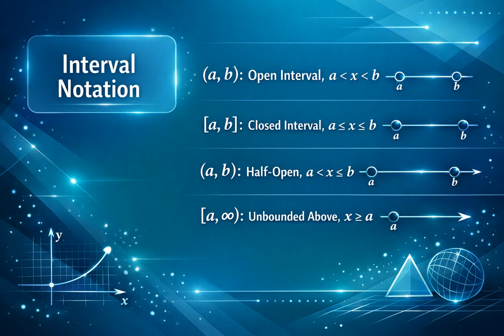Open interval (a, b) means a is less than x is less than b, endpoints not included. Closed interval [a, b] means a is less than or equal to x is less than or equal to b, endpoints included. Half-open intervals like [a, b) mix these. Unbounded intervals use infinity symbols.